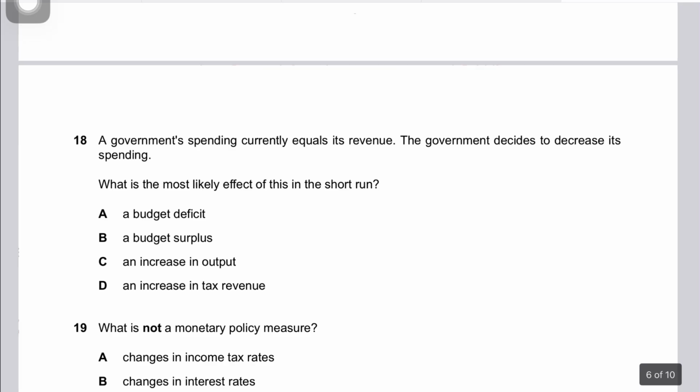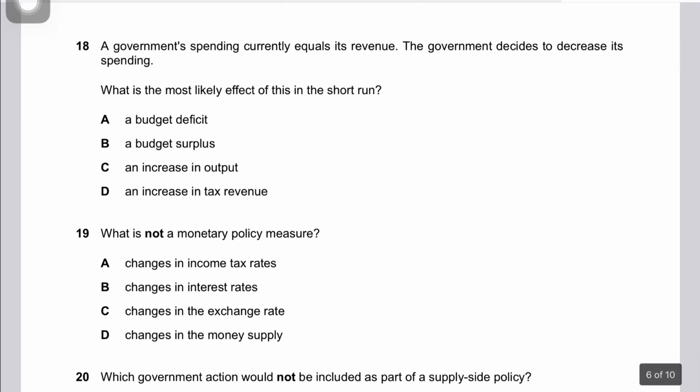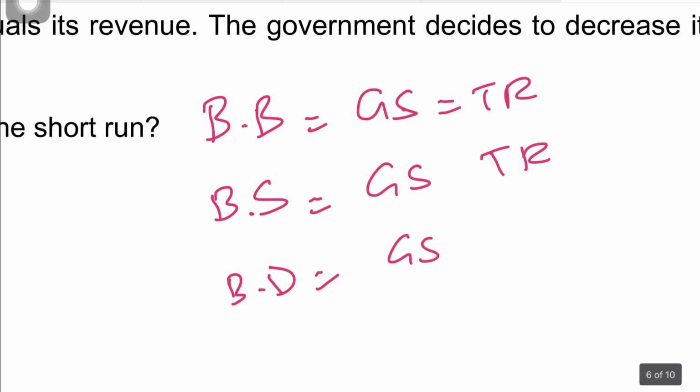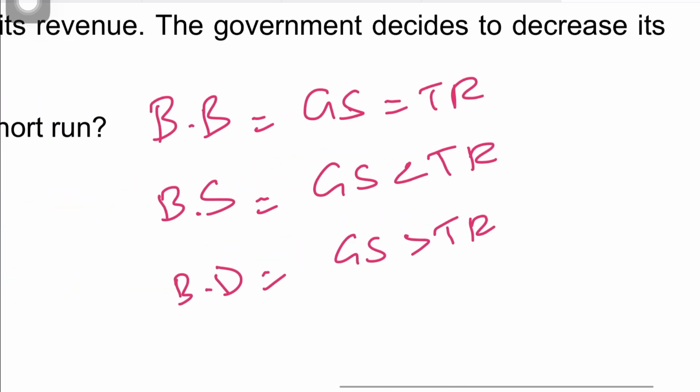Question 18 says a government's spending equals its revenue. The government decides to decrease the spending. What is the most likely outcome? So you have a balanced budget. A balanced budget means that government spending equals tax revenue. A budget surplus would mean that government spending is less than tax revenue, and a budget deficit would mean government spending is more than tax revenue. So the government would need to borrow to finance the deficit, because how will it spend if the tax revenue is not sufficient?